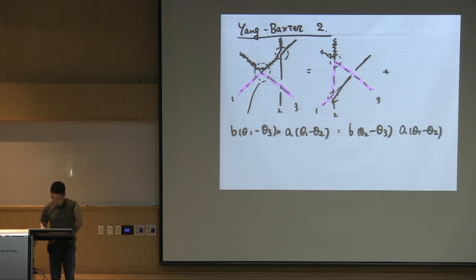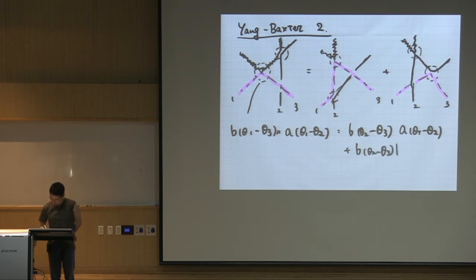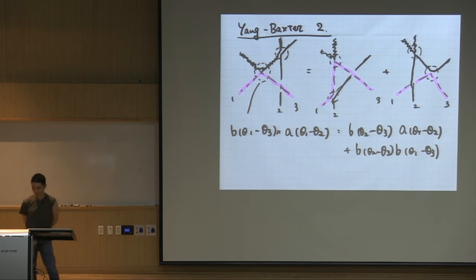So now here there is yet another one, as I said. Okay, so I have purple here, and I have black going in this way, 1, 2, 3. So now I have two B's actually, one here and one there, and the answer is B of theta 2 minus theta 3, B of theta 1 minus theta 3.